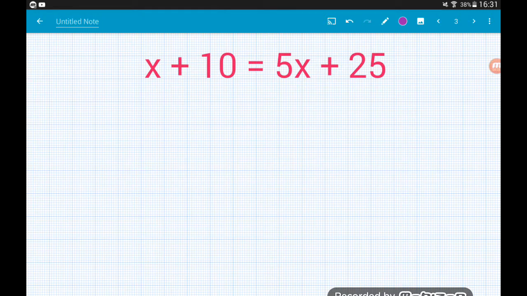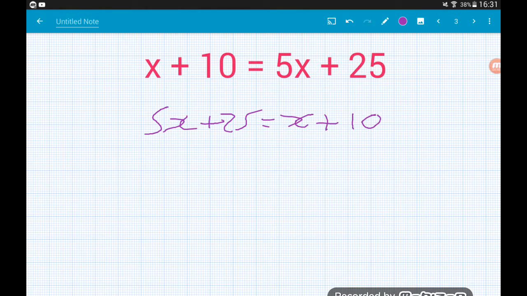So what we can actually do is just reorder the equation. So we could actually write 5x plus 25 is equal to x plus 10. So all that's done is swapped the two expressions from side to side. You're perfectly fine to do that. So once we're there, we can solve.